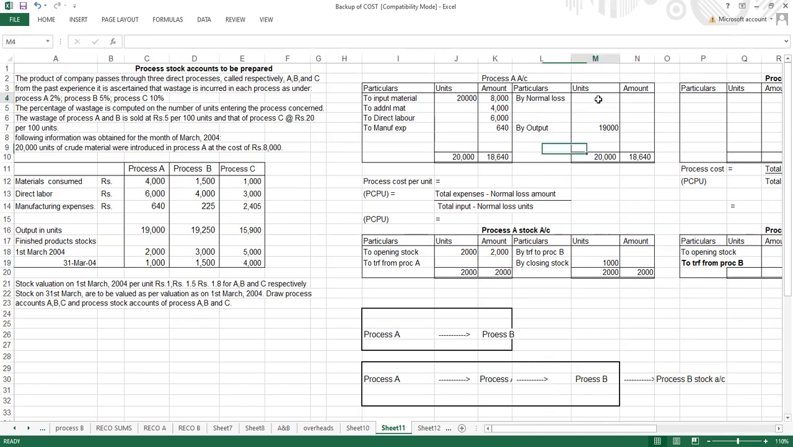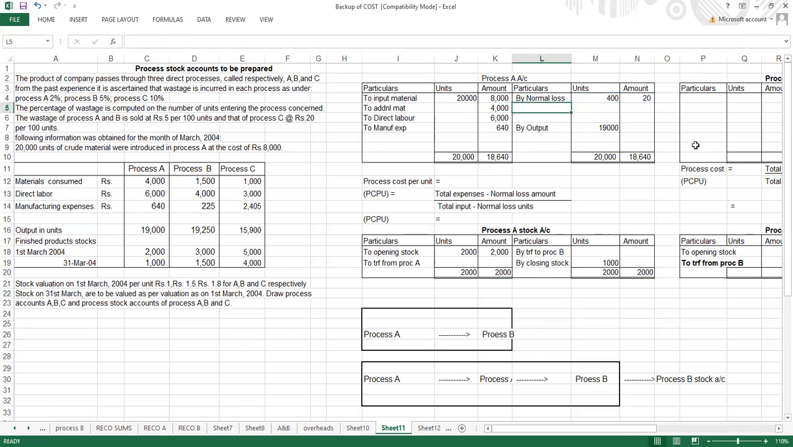Normal loss is to be recorded. Normal loss was for A 2% of input. So on 20,000, calculate 2%, that is 400 units. What about the rate? Rate was also given for A and B. It is 5 per 100. So how will I calculate? 400 into 5 by 100. Clear?